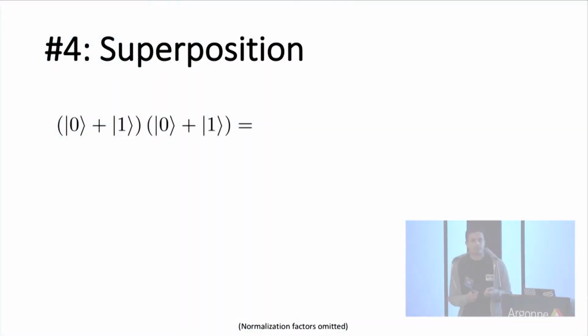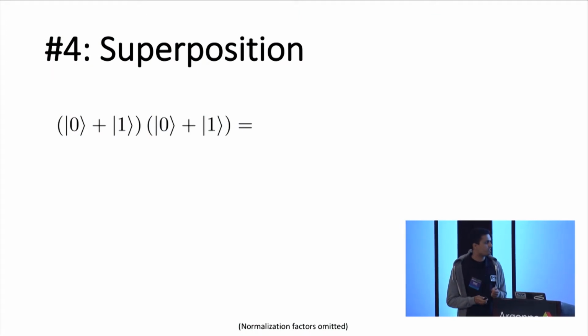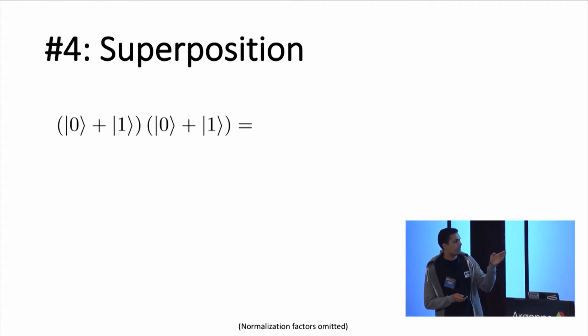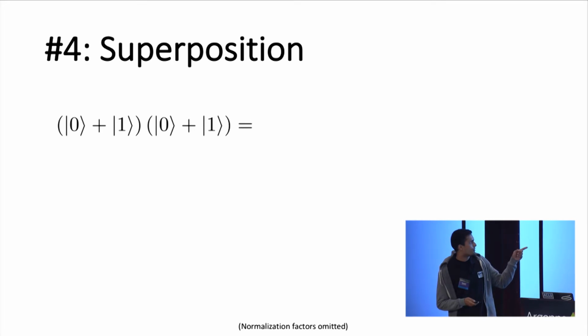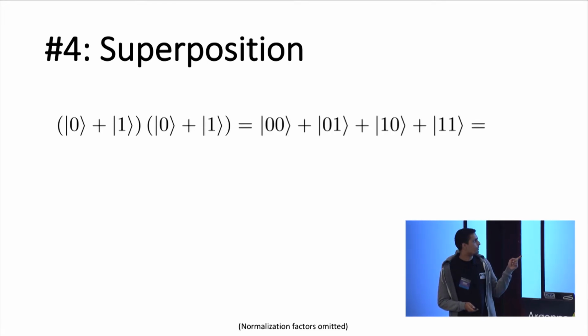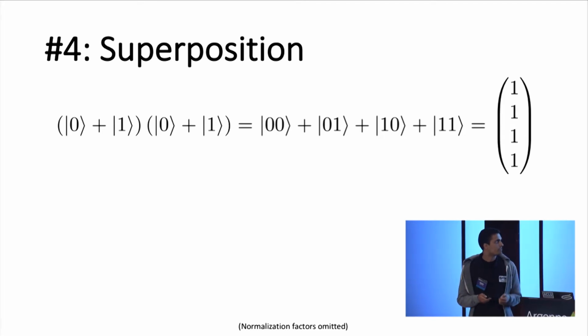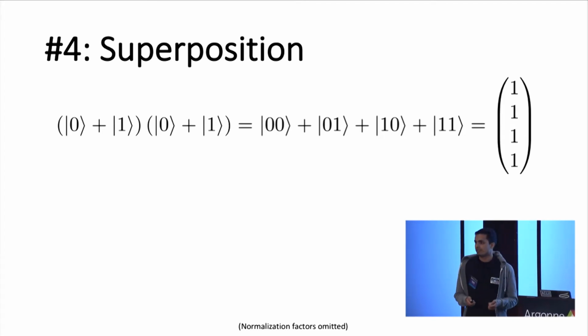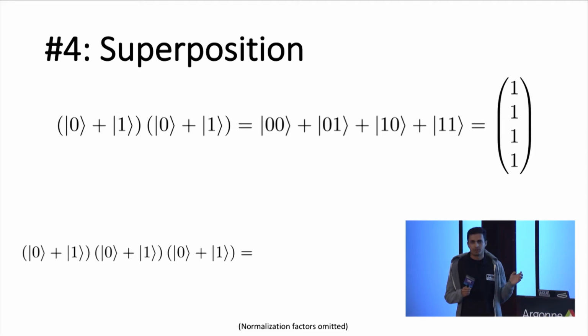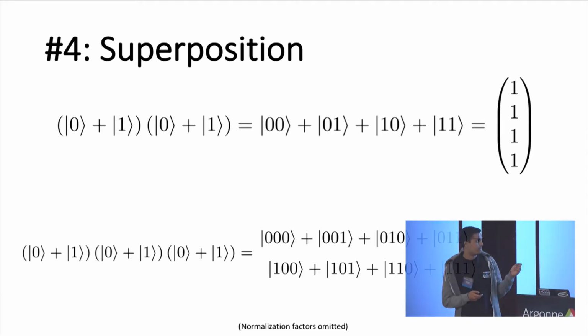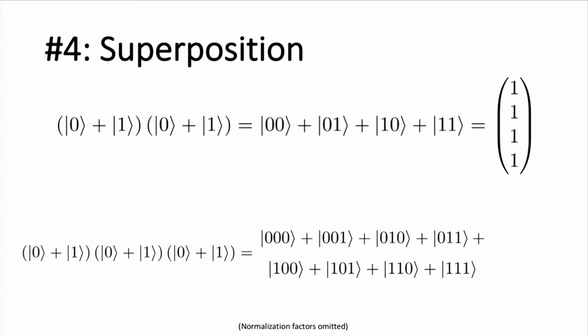So as an example, if we have 2 qubits that are both in the 0 plus 1 state, then you can just multiply that out like normal math. You get 0, 0 plus 0, 1 plus 1, 0 plus 1, 1, which would be represented as the column vector of all 1s. If you had 3 qubits, you'd have all in the 0 plus 1 state, and you multiply that out, you would get every possibility from 0, 0, 0 to 1, 1, 1, which is a column vector with 8 1s.